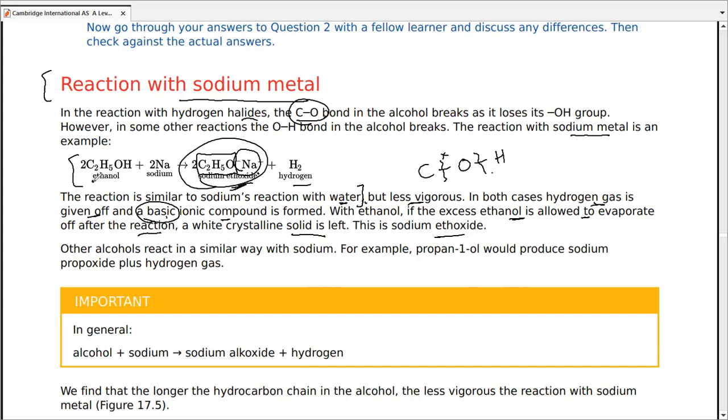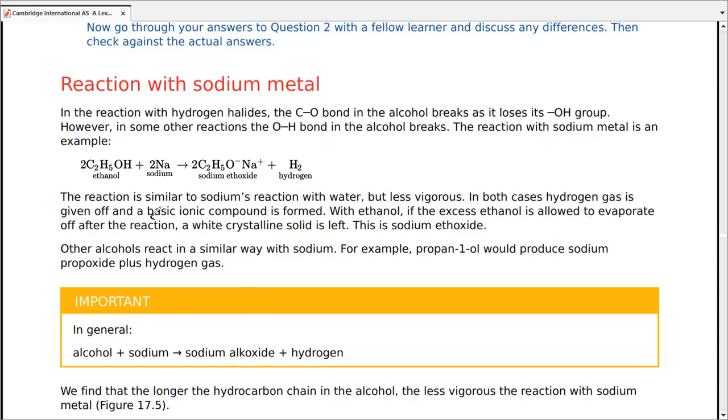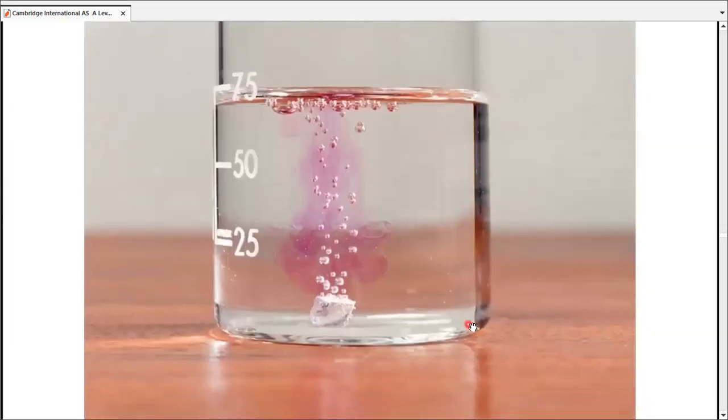If ethanol produces sodium ethoxide, propanol would produce sodium propoxide, butanol sodium butoxide. So sodium alkoxide is the product along with hydrogen. The longer the hydrocarbon chain, the less vigorous the reaction is going to be. Not just that, remember it was a basic product formed after this reaction, which we can prove like this.